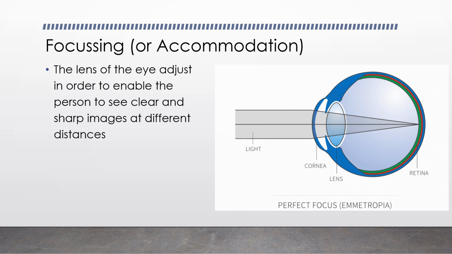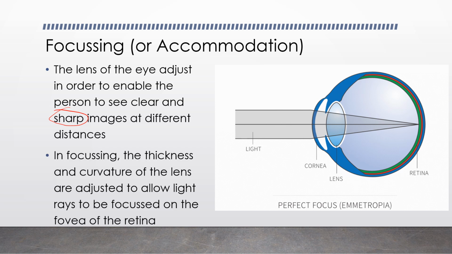The lens of the eye adjusts in order to enable the person to see a clear and sharp image. I circled the word sharp because if your eyes are blurry, you can still see the image, but it is not sharp. So the word sharp is quite important here.